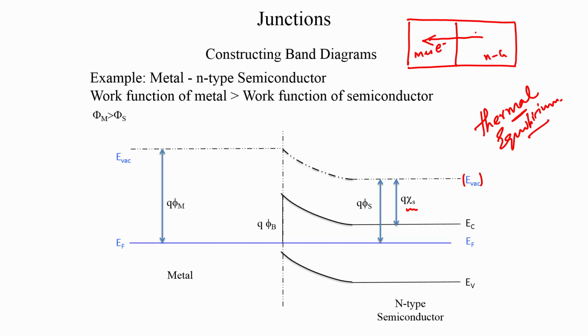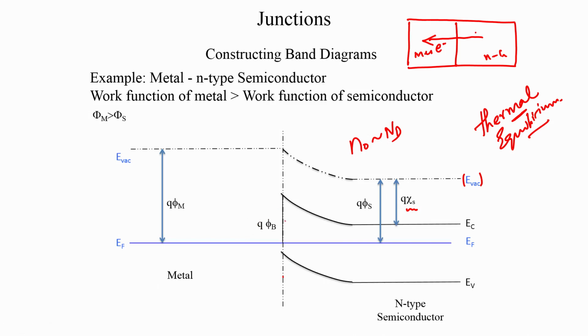So, what do we mean by electrons flowing from the semiconductor to the metal? Let us look at the region close to the junction. The semiconductor has now lost electrons. Initially it had the equilibrium electron concentration, some n0 which was approximately ND, and now the semiconductor has lost electrons because it has donated them to the metal in order to align the Fermi levels.